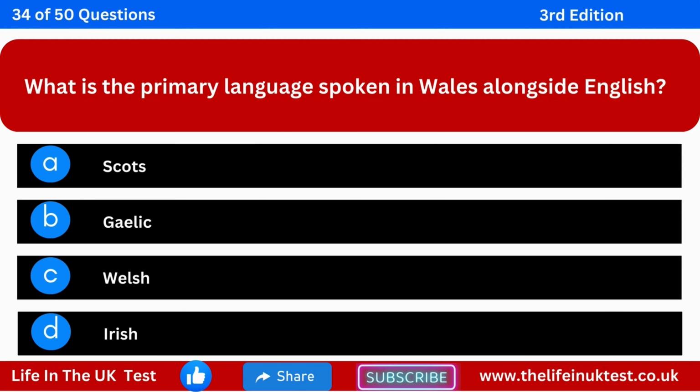What is the primary language spoken in Wales alongside English? Option A, Scots. Option B, Gaelic. Option C, Welsh. Option D, Irish.